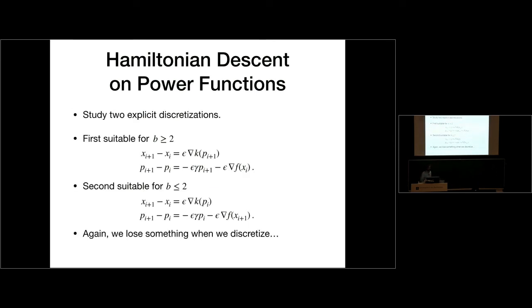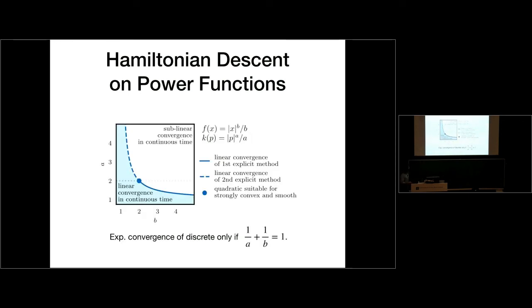So that's all in continuous time, but of course that's not what we can implement. So we're interested in studying discretizations. In the paper, we provide two, which are suitable for different cases. I'm not going to belabor this, but basically we have one case for B greater than or equal to 2, and one case for B less than or equal to 2. Again, as with gradient descent, we're going to lose something when we discretize. Similarly to gradient descent, we're only going to be able to capture the boundary of a region.